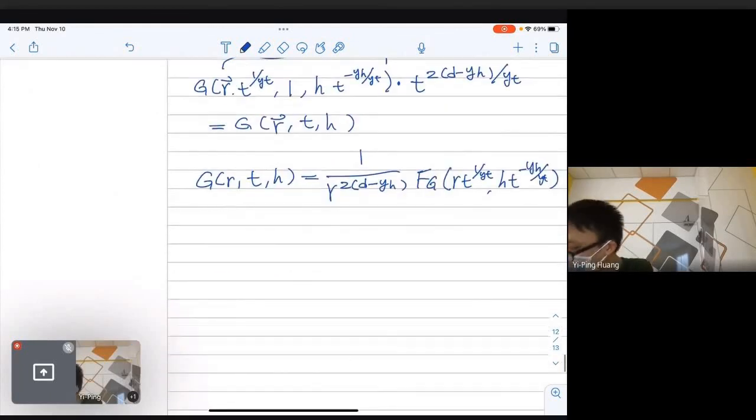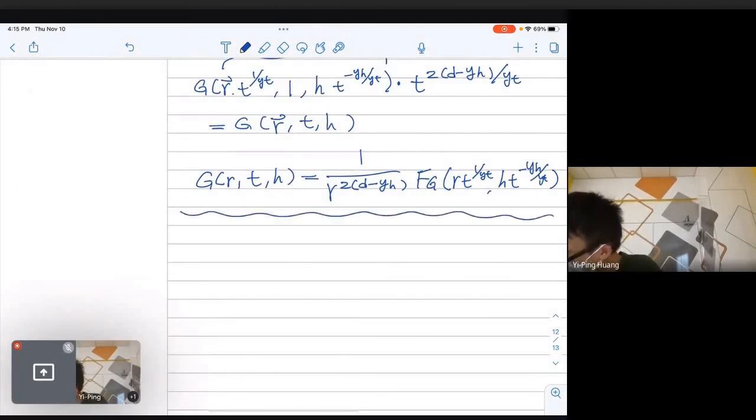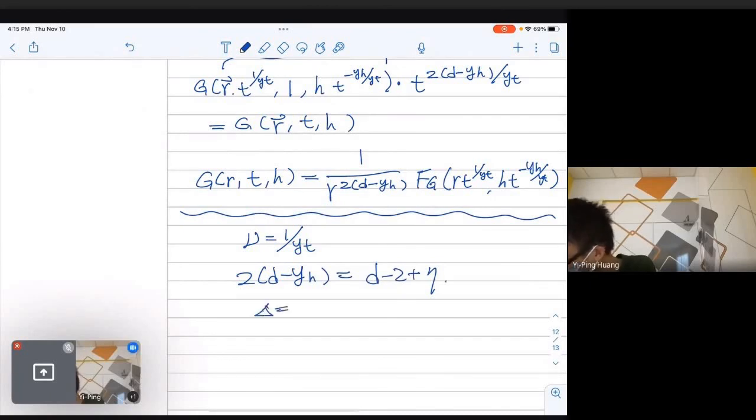Okay. So this will directly suggest the critical exponent mu, which is related to your correlation function, will be 1 over yt. And this power d minus yh will basically be equal to d minus 2 plus eta. And still you have the delta equal to yh divided by yt.